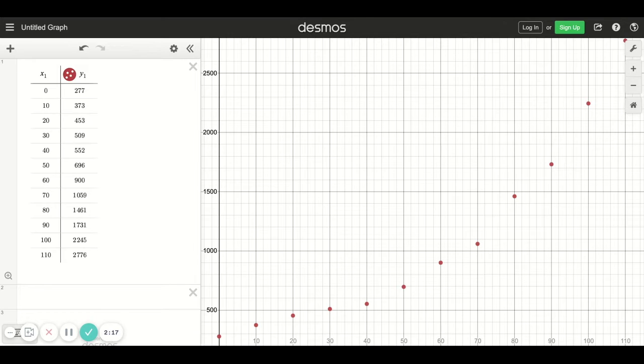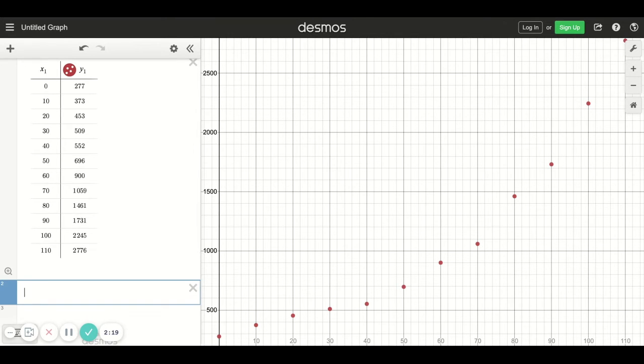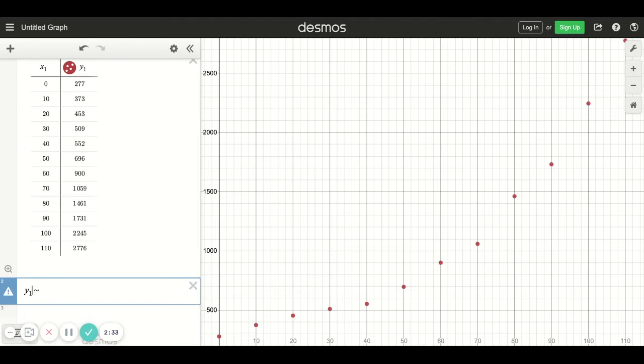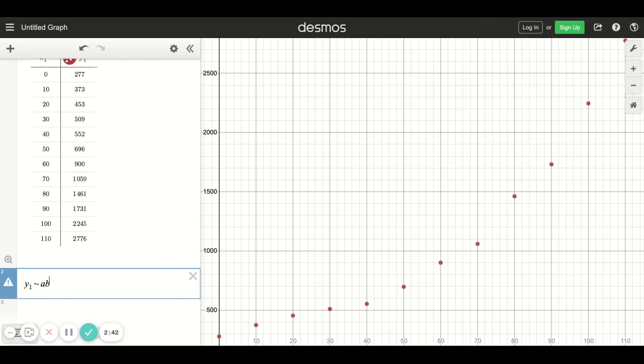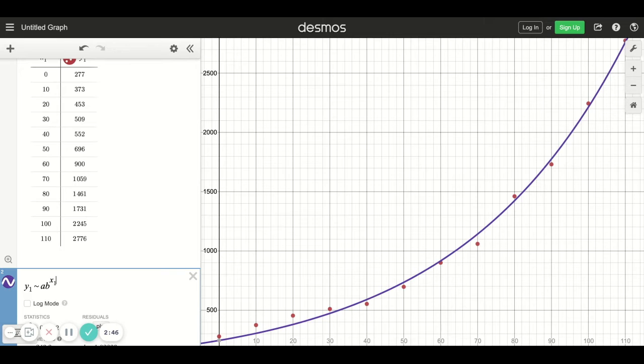So what I'm going to do over here is click in number 2, and we're going to type in our equation for an exponential. So we're going to go y. Now remember here we got to go shift and right above the tab to get this squiggly. Oh, my apologies. We got to hit y1. Then we're going to do the squiggly. Then we're going to go A and then B. And then we got to use the caret symbol, which is shift 6 on your keyboard. And then you're going to go X1. And there it is. And it's drawn our line of best fit.